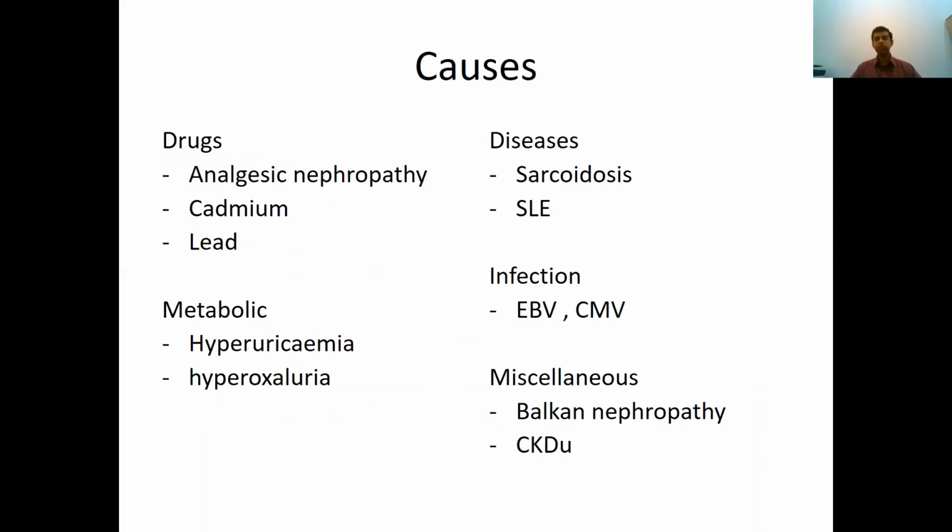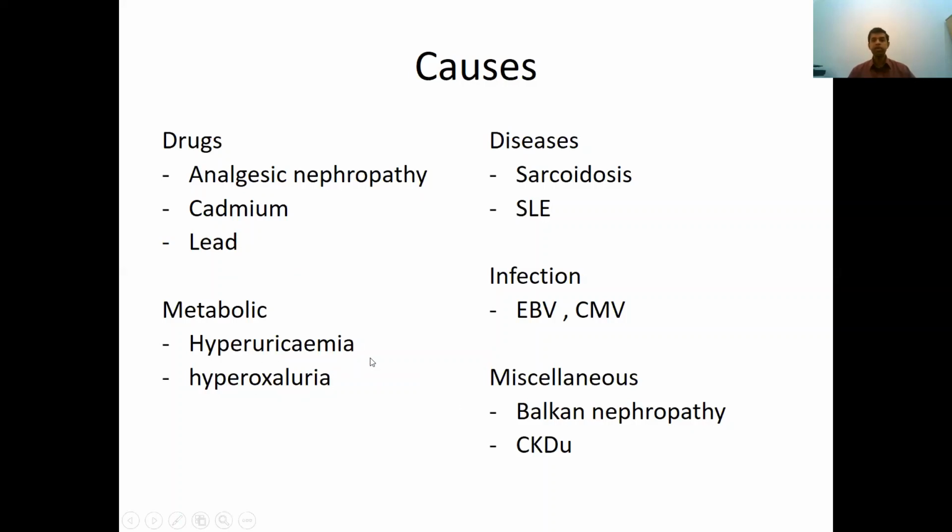The causes are more or less similar to your acute interstitial causes, but you need to know one of the commonest causes is this analgesic nephropathy, where patients are on NSAIDs for joint pains, back pains for months and years at continuous periods. And that is one of the commonest causes that we see that give rise to chronic interstitial nephritis. Apart from that, metabolic causes like hyperuricemia, hyperoxaluria.